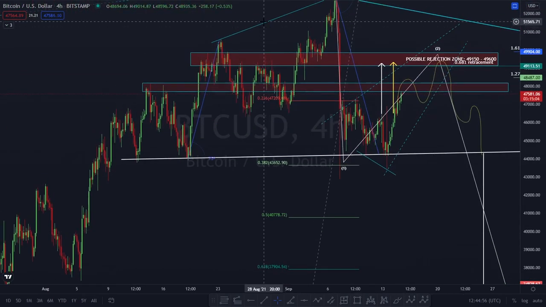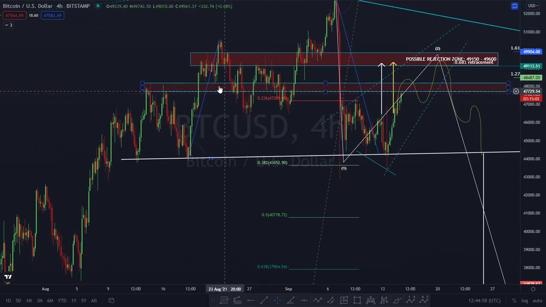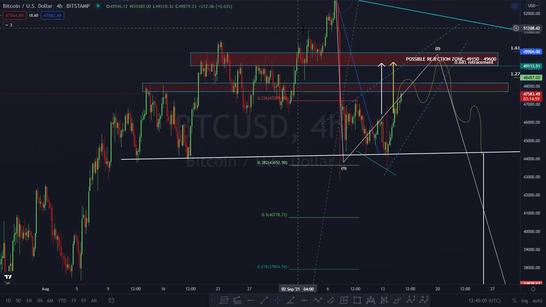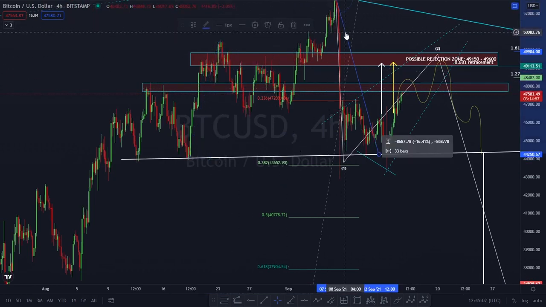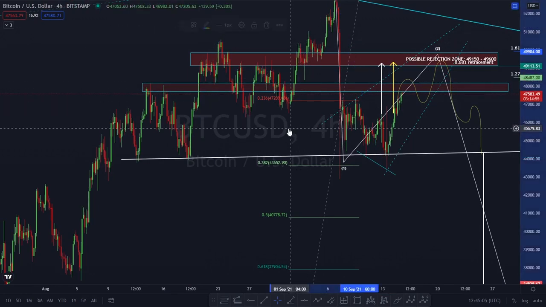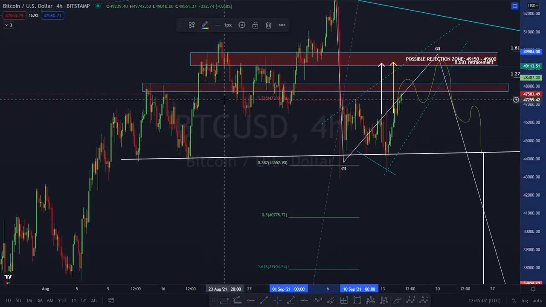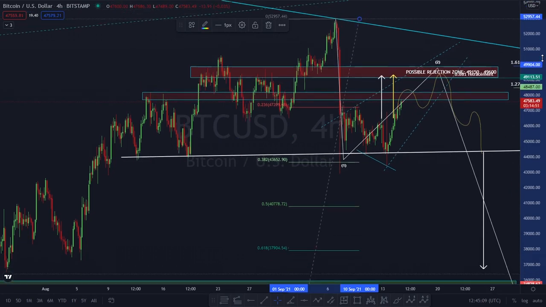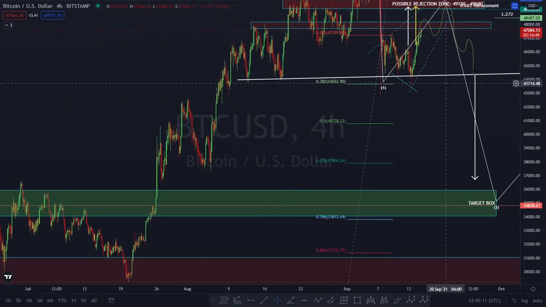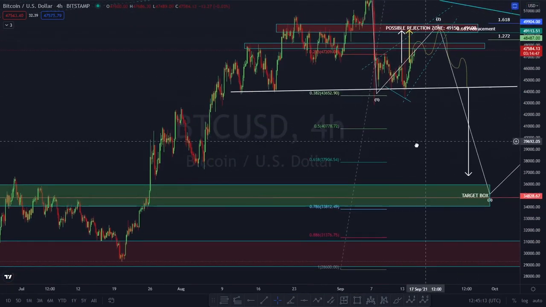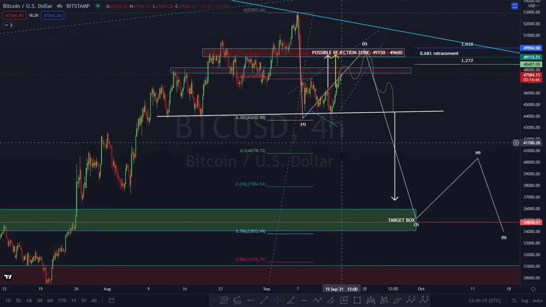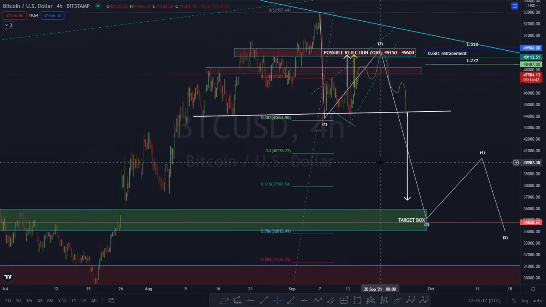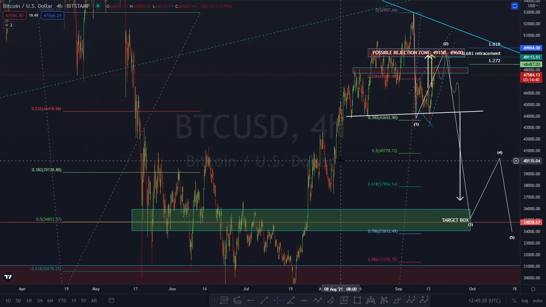It doesn't mean we have to hit the target. It's just a target. Sometimes we might not even get to that point, and sometimes we might just bust through that point like it's nothing. All right. So that's where I'm looking for the target of this potential head and shoulder that is forming right now. But frankly, I don't see that to be a very strong support.